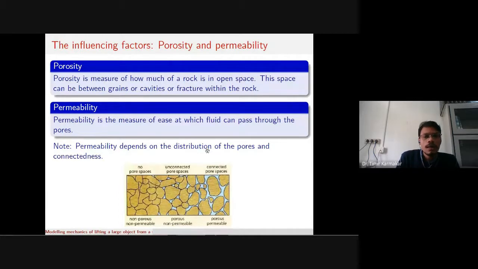Why? Because you can see this picture. In the middle region, you will see there are some pore spaces saturated with fluid. But here the pores are not connected. That means fluid cannot pass through these pores. So even though porosity is present, permeability is totally zero. This is porous but non-permeable. But if the pores are connected, then permeability will also be there.